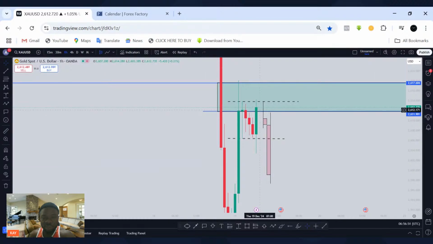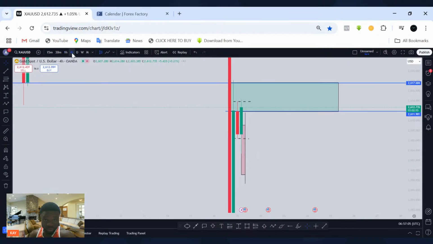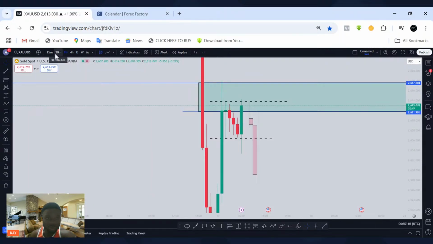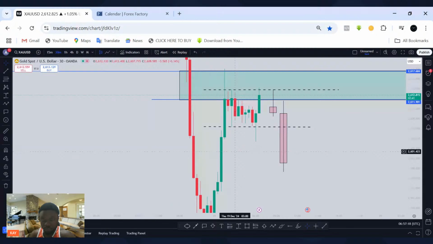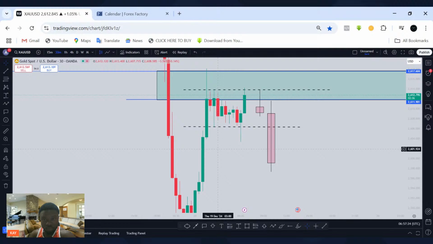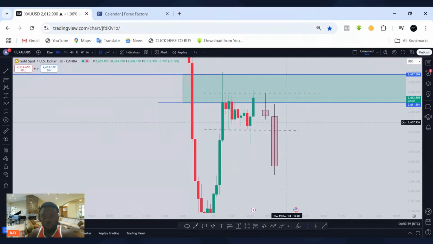If it closes below, that means the level has been respected, and on gold, the chances that it's going to continue down are very high. But if it breaks above, the chances are very slim. So we have like 2 minutes for this candle to close.